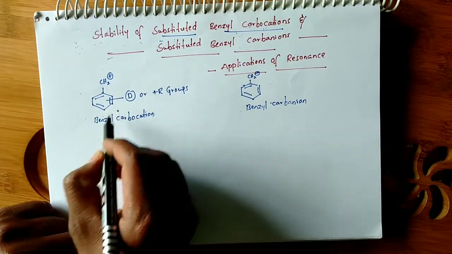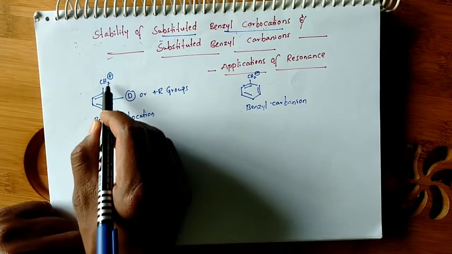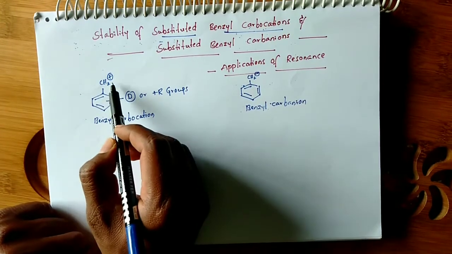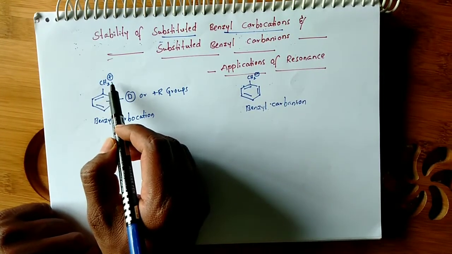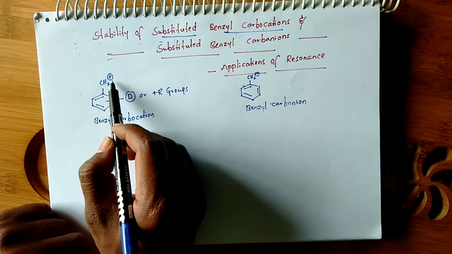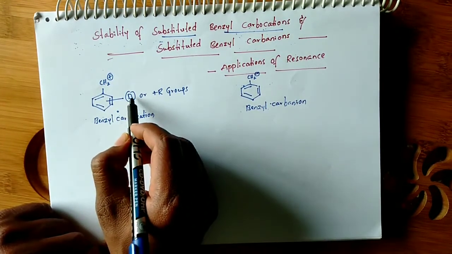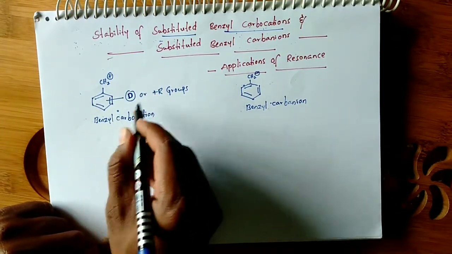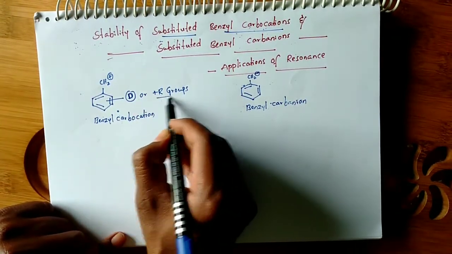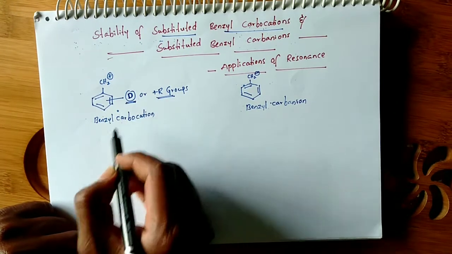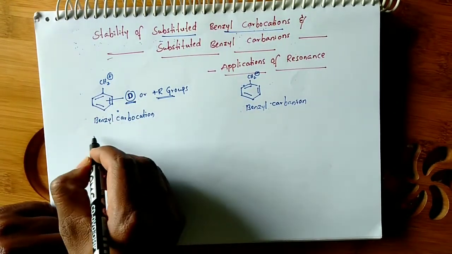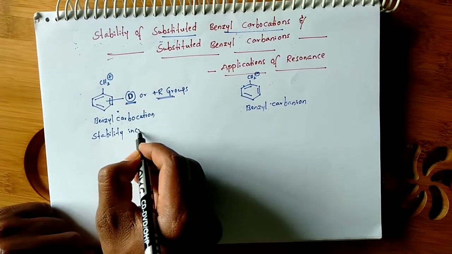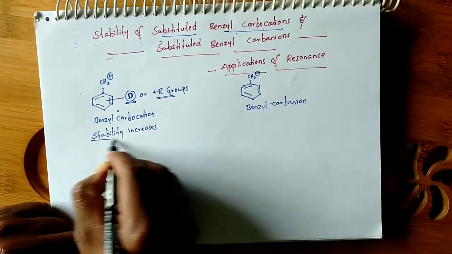it can stabilize the carbocation, because this molecule is suffering from a deficiency of electrons, there is a positive charge, and there is an electron donating group, so it can stabilize. So stability increases if plus R groups, or electron donating groups, are present on the ring. In this case stability increases.